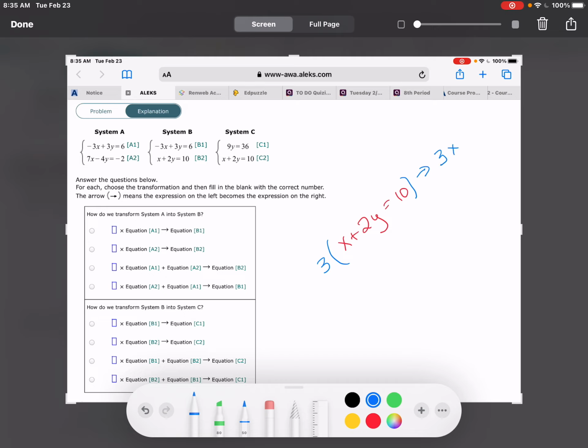we'll have 3x plus 6y equals 30, and on the top, our original top is negative 3x plus 3y equals 6. So when we add those together, the x's cancel, and that's when we get 9y equals 36. So we're going to choose multiply B2 by 3 and add it to B1 to get C1, and choose that option.